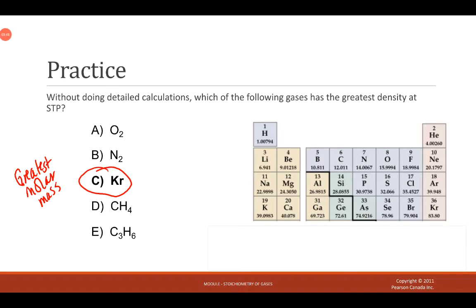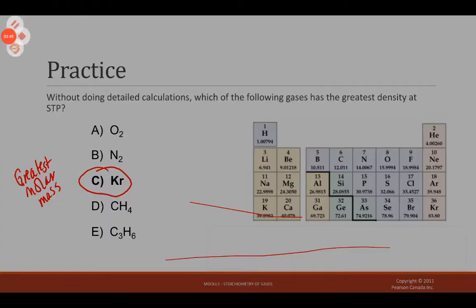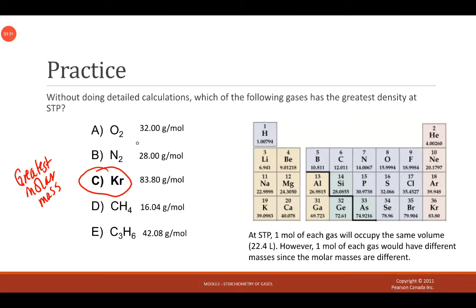Krypton has the greatest molar mass out of all of these. The molar masses are displayed here, and we can see that krypton has the greatest molar mass. If we had 1 mole of each of these, they would all occupy the same volume. But since they have different masses, they will have different densities.